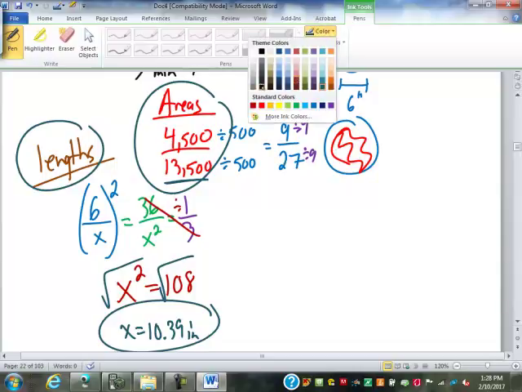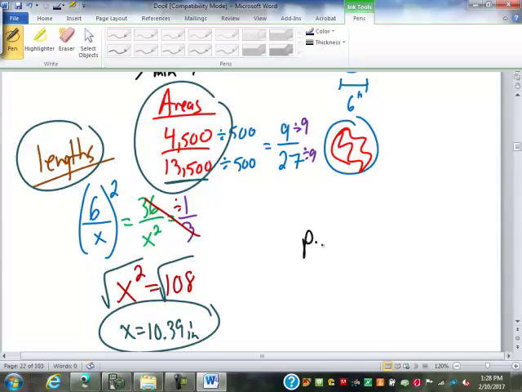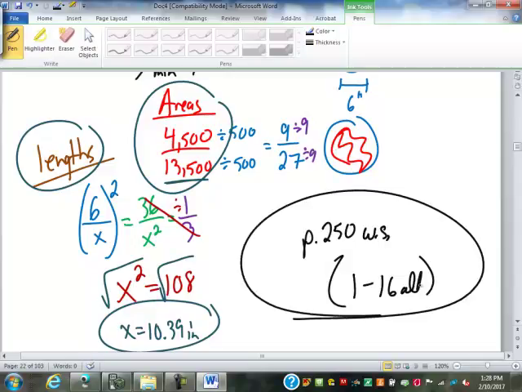I'm going to give you a worksheet, and on this worksheet, it's labeled page 250. I want you to do 1 through 16, and I do want you to do all of them. Let's see how you do.